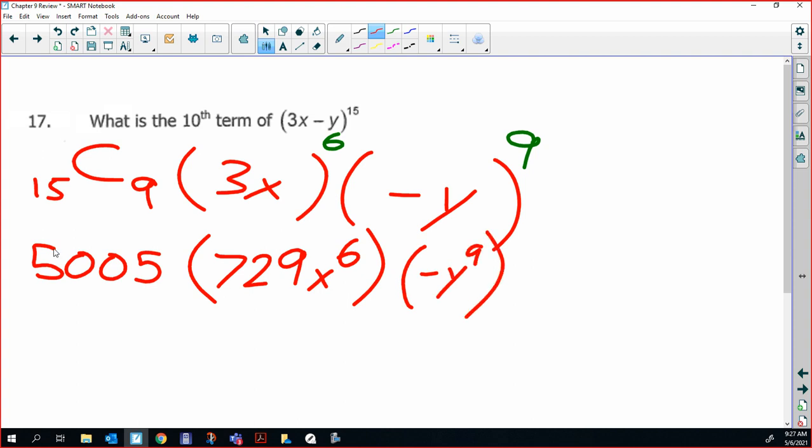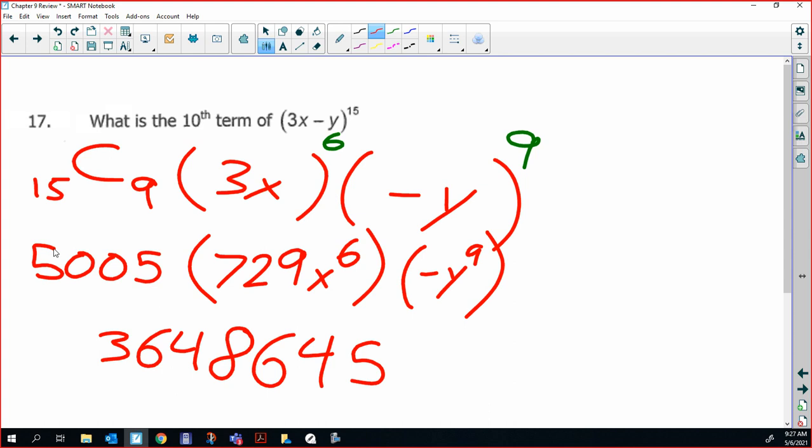And then we multiply this out. 5,005 times 729 is like in the millions. 3,648,645. And then make sure you write your variables. x to the 6th, y to the 9th, and then since there was a negative, this is a negative answer.